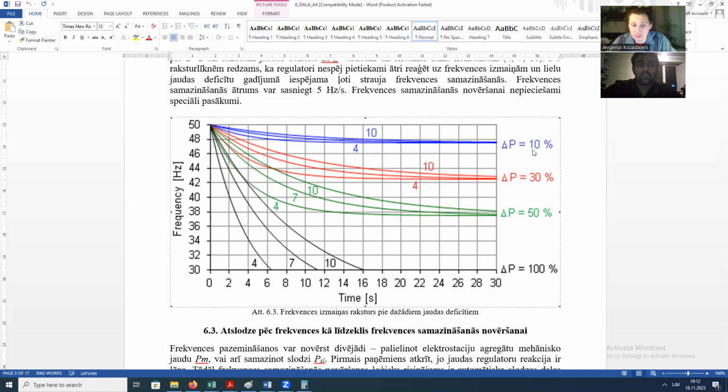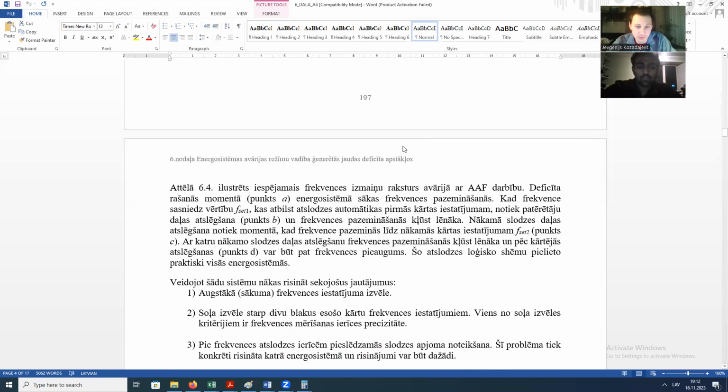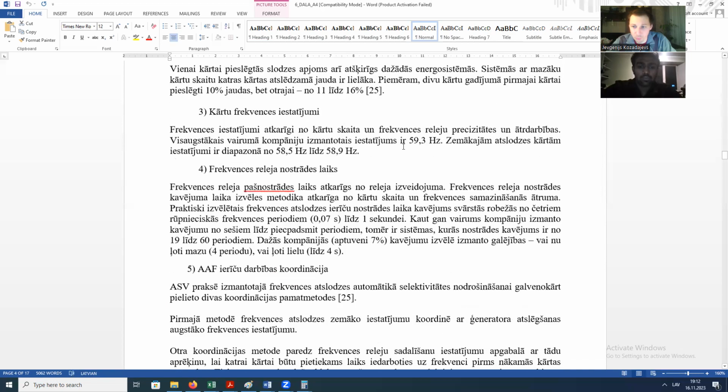In this case, it is a big question how and which consumers we will disconnect. Because in a time of problems, we can't make such a decision, because we don't have time. All these decisions are made previously, and the automatic knows what to do in any scenario. So now let's discuss how this under frequency load shedding automation works.